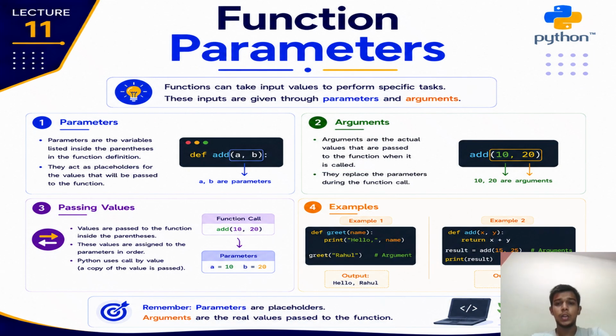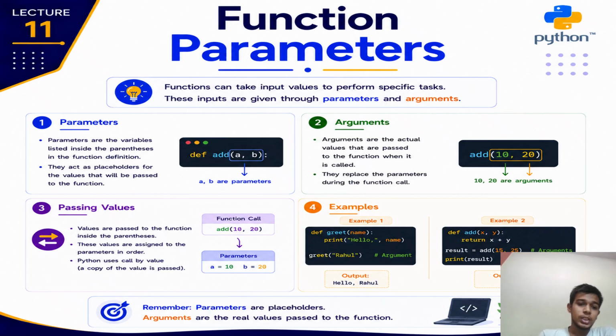Now that we know how to create and call a function, let's make our function more useful by learning about function parameters. Sometimes we want the function to work with different values every time it is called. Instead of creating multiple functions, we can pass information to a function. This information is passed using parameters and arguments. Although these two terms sound similar, they have different meanings. Let's understand them one by one.